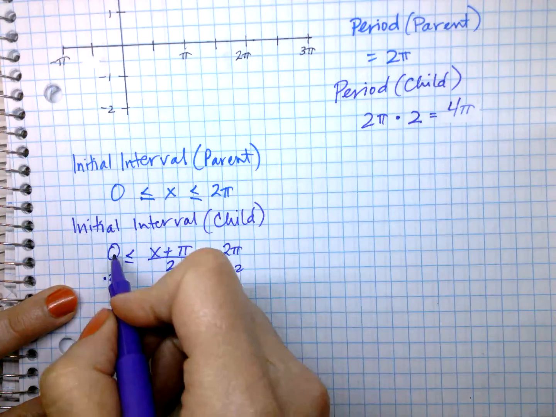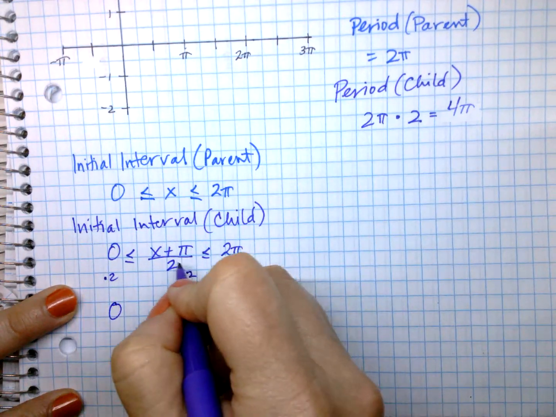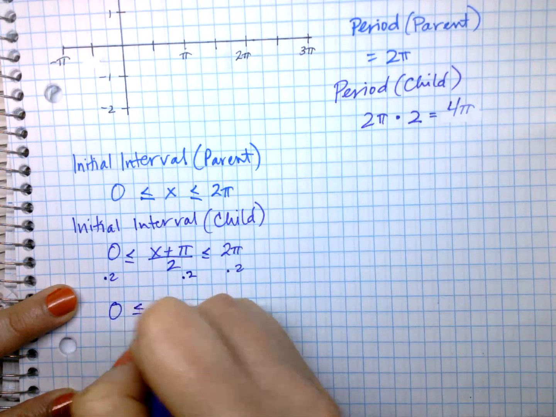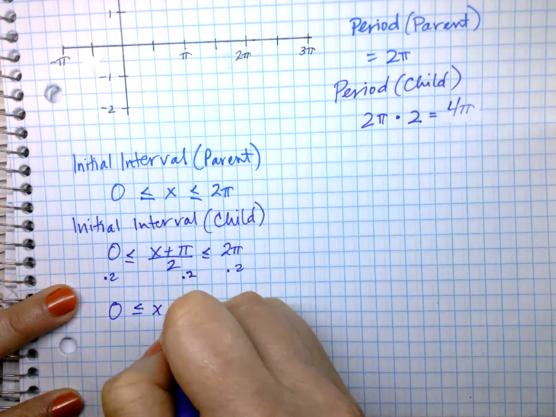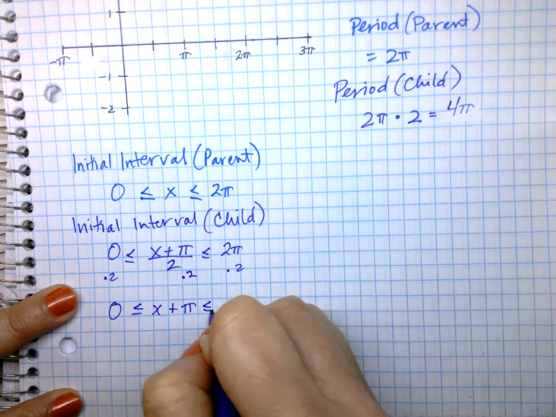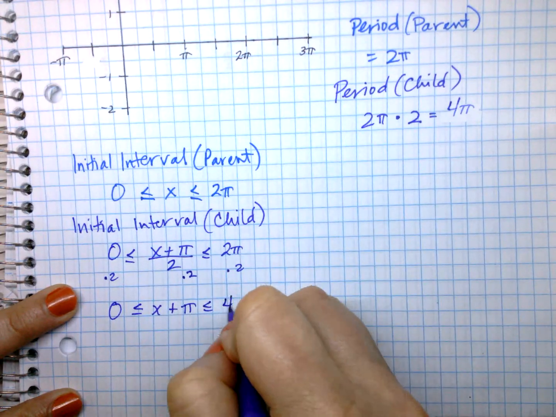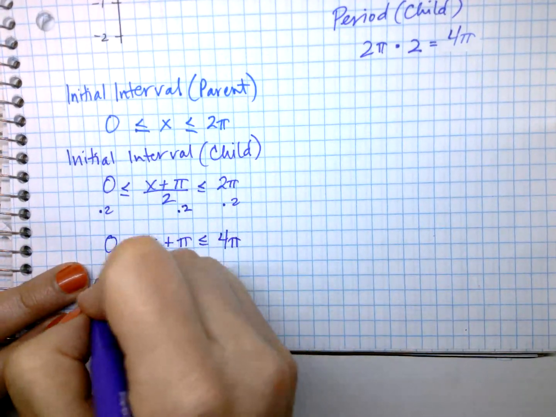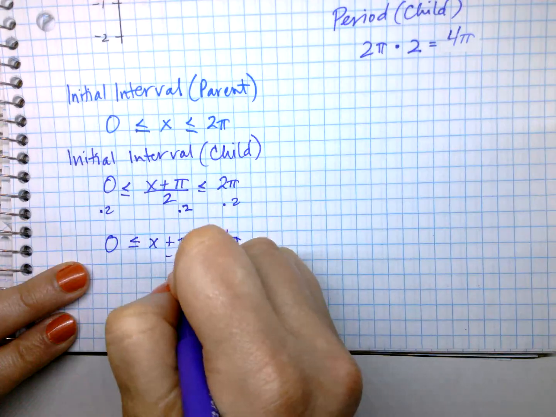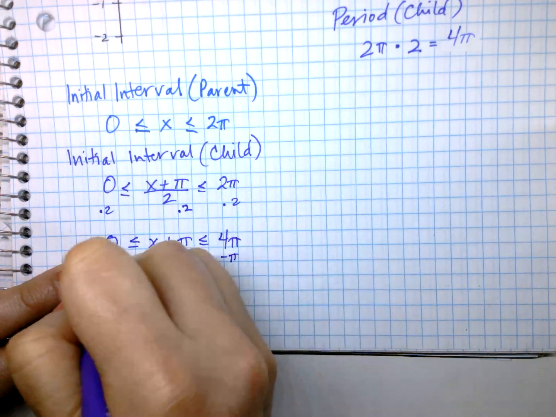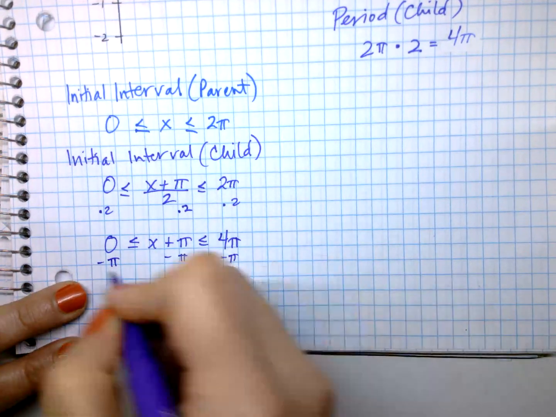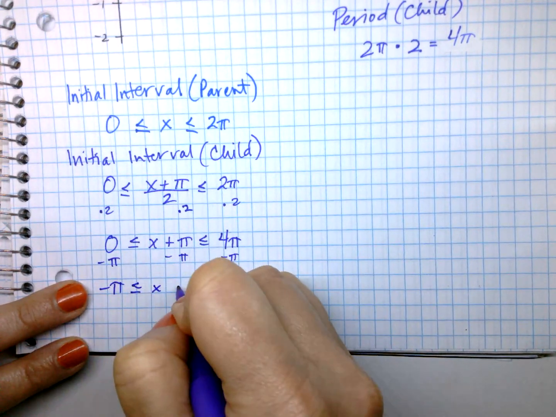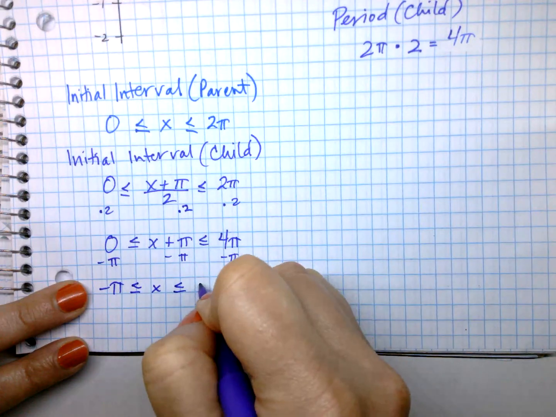And let's see what's going to happen. 0 times 2 is still 0. This part right here, this divided by 2 and times by 2, is going to cancel each other out, and I'll be left with x plus pi in the center. And then 2 times 2 pi is 4 pi. Okay. Now, if I look at this next part, I want to get x by itself, so I'll subtract a pi. Okay, we end up with negative pi is less than or equal to x is less than or equal to 3 pi.